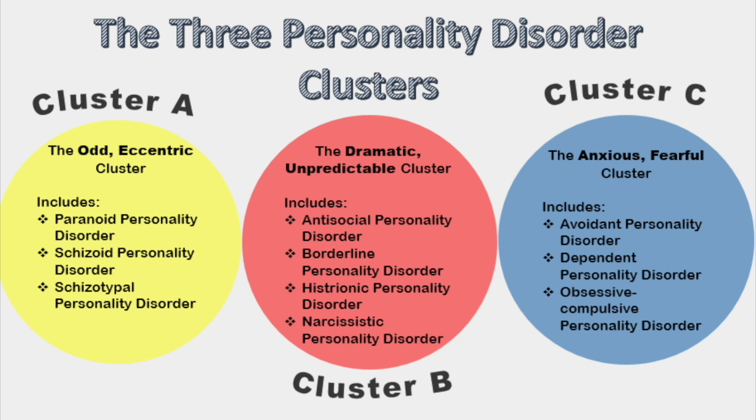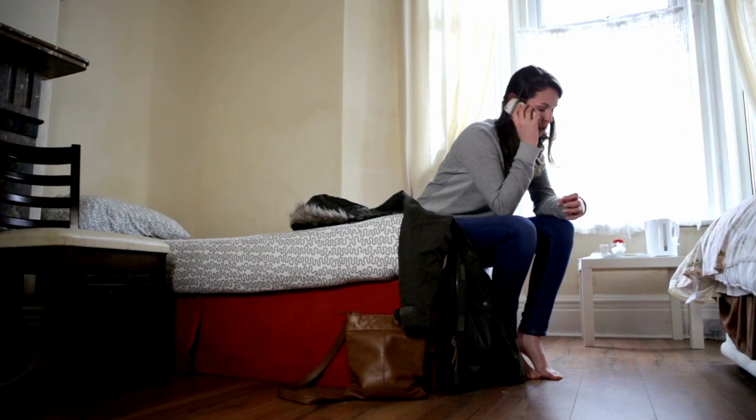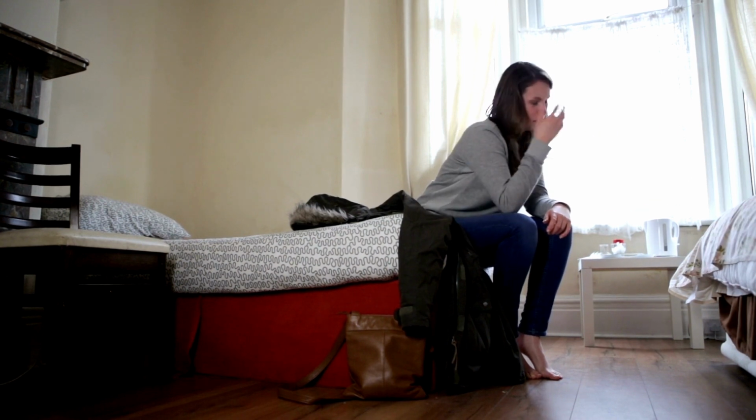Which brings us to cluster B personality disorders. People with a cluster B personality disorder have difficulties relating to other people. As a result, they can be dramatic and overly emotional in both their thinking and their behavior.